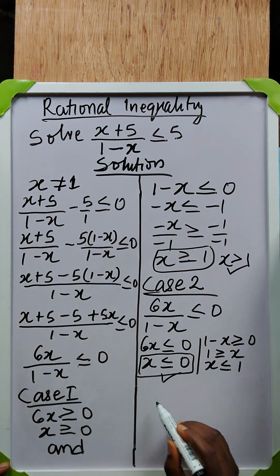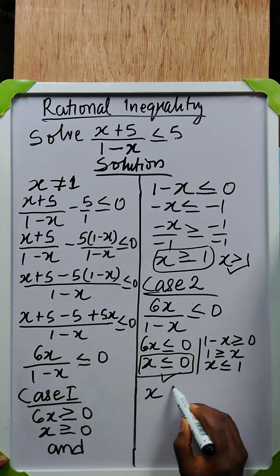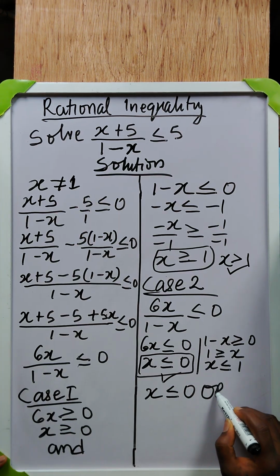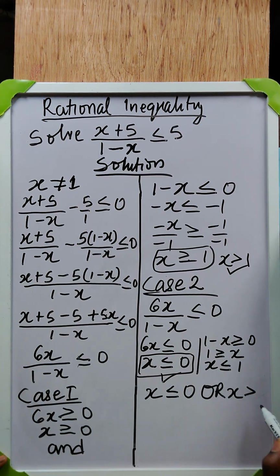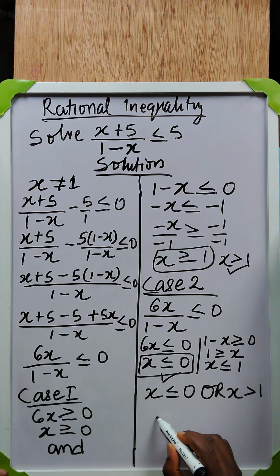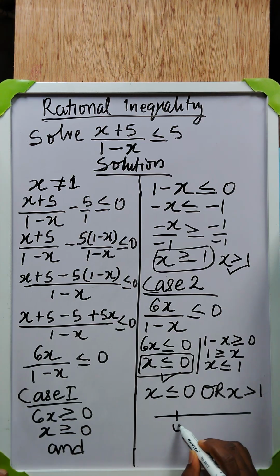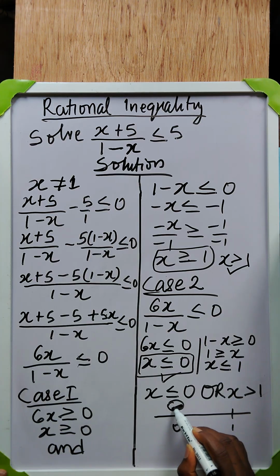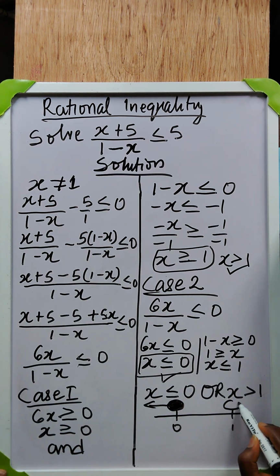Combining our answer, we'll say that x is less than or equal to 0 or x is greater than 1. If you had cross multiplied, this is the only solution you will get. Now, representing this on a number line, we have 0 here and 1 here. This will be the solution, greater than or equal to. Here, x cannot be 1, so that the fraction will not be undefined. So this is what we have.